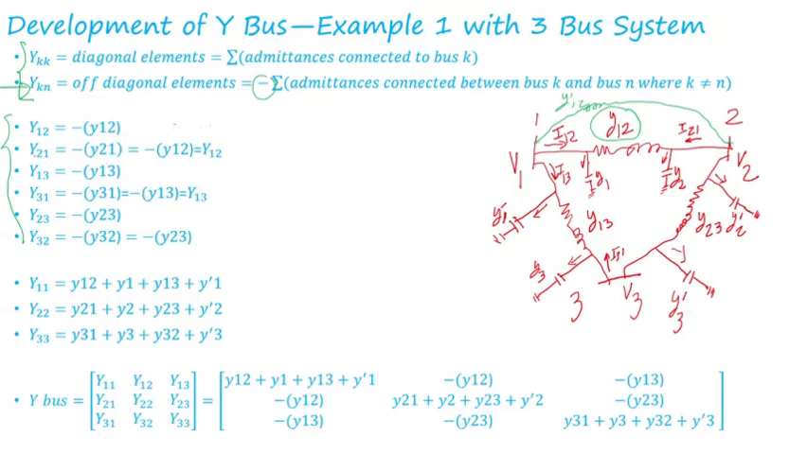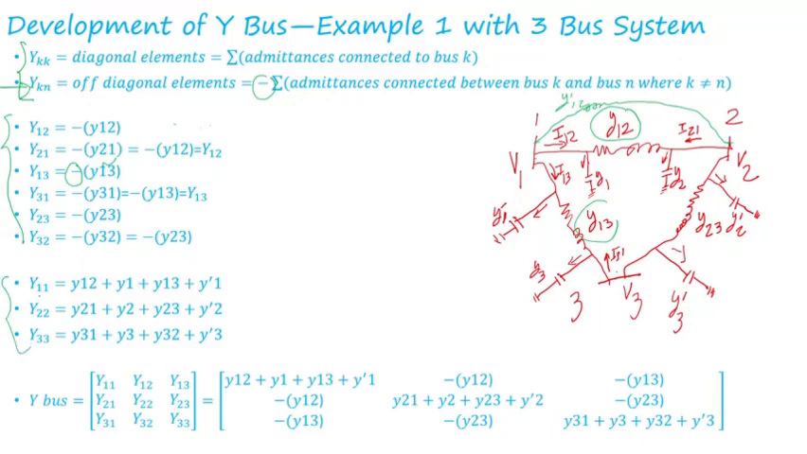So the same thing. Y21 is equal to y12, so you apply the same logic. For y13, you stick the minus sign, then you go to the system. What's connected between bus 1 and 3 is y13. So that's what I put here. You do the same thing for all of them.